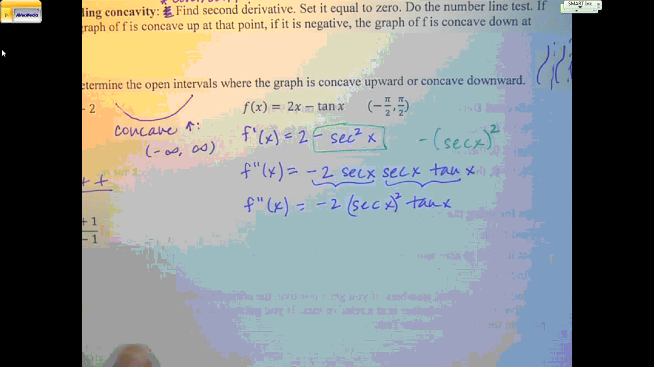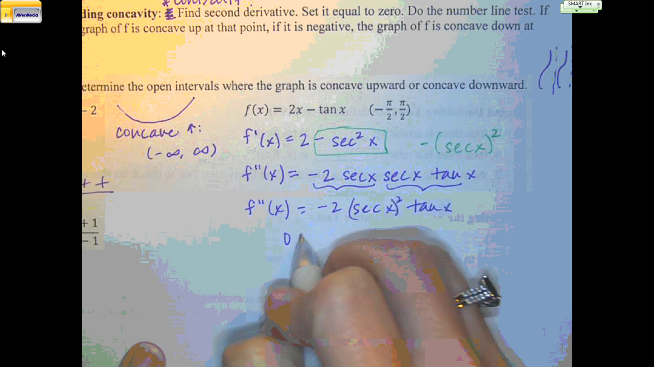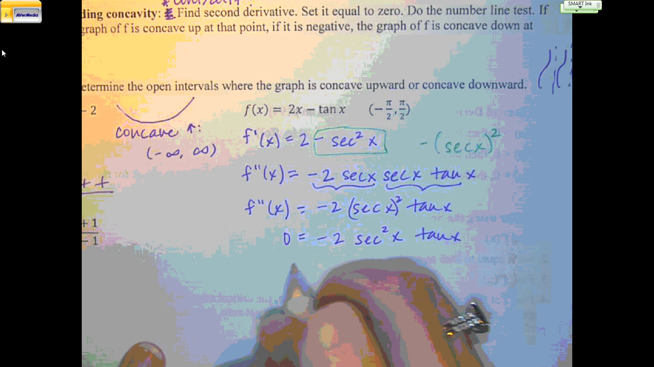According to our little steps up here, what do we do next? Set it equal to 0. Divide both sides by -2.